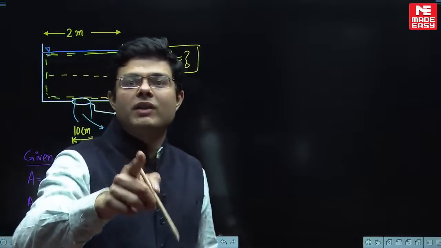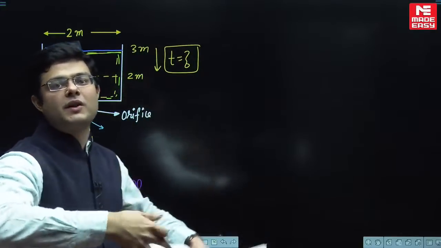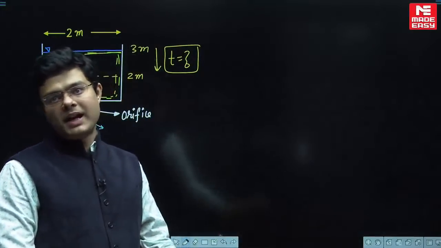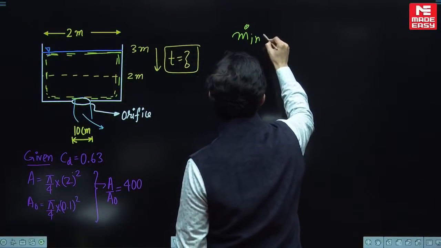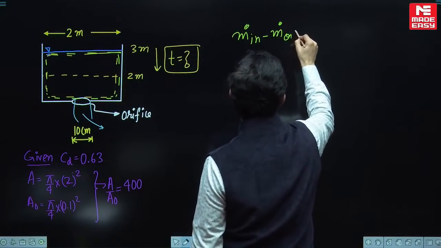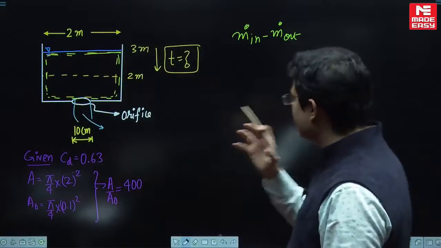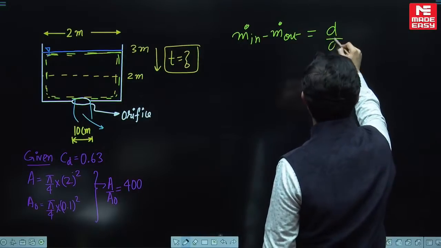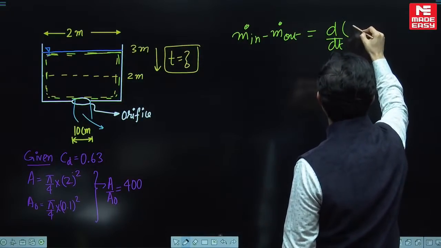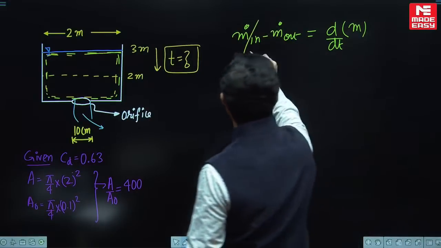M dot out will be equal to the discharge through the orifice, right? And that will be equal to the rate of change of mass in your control volume. So therefore it is going to be M dot in minus M dot out is equal to d by dt, the rate of change of mass in the control volume. So M dot in is 0.